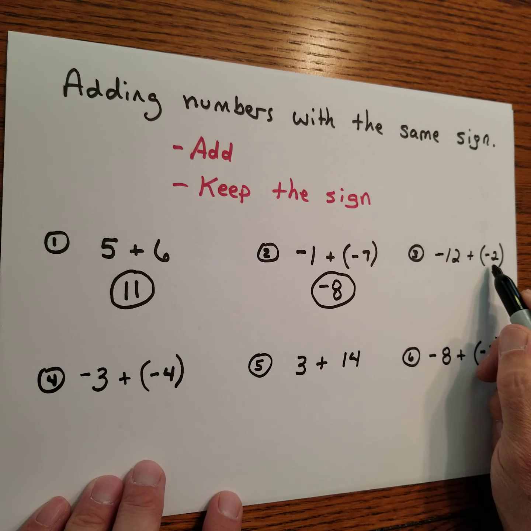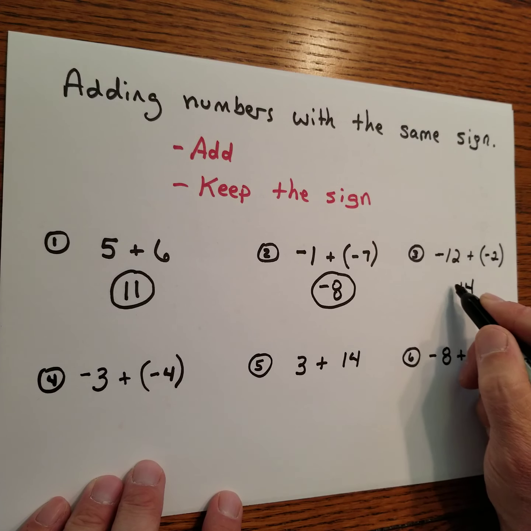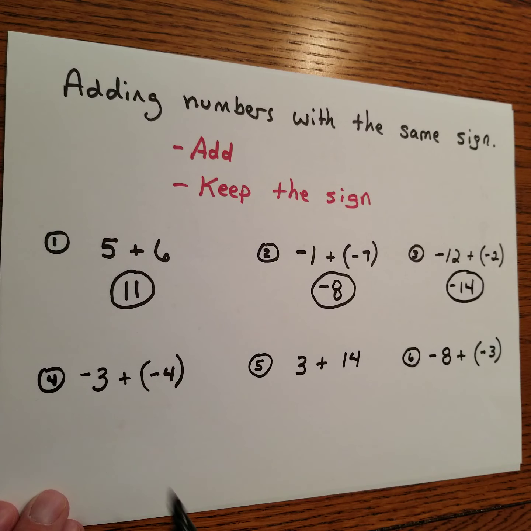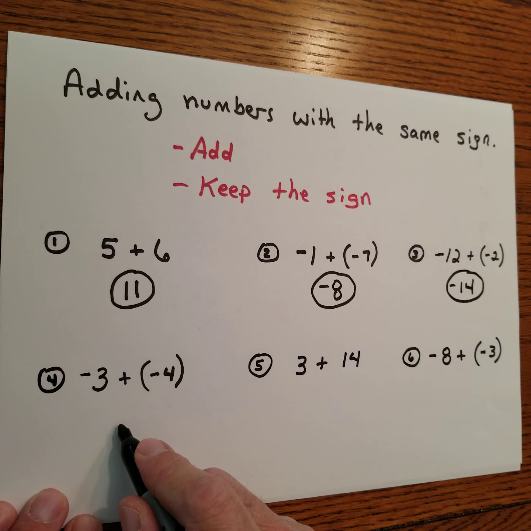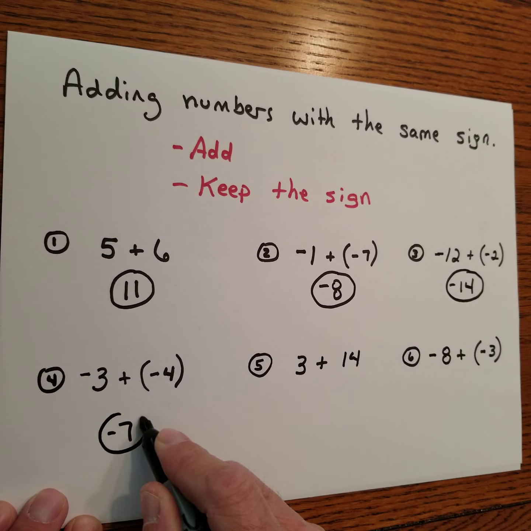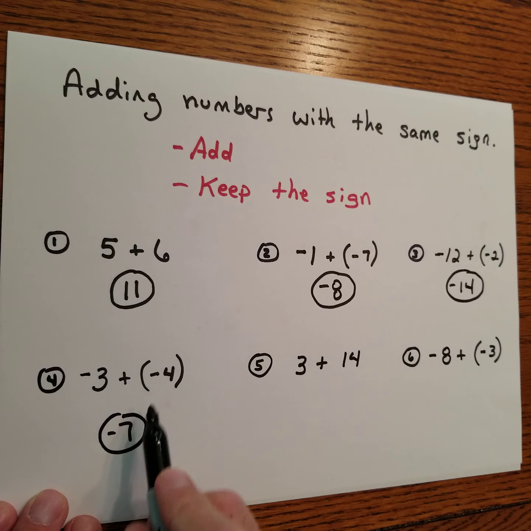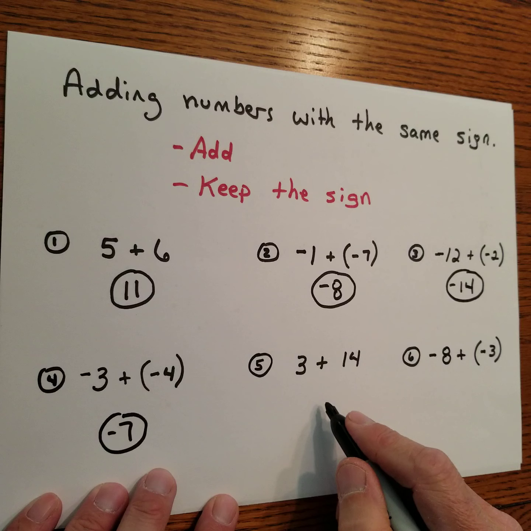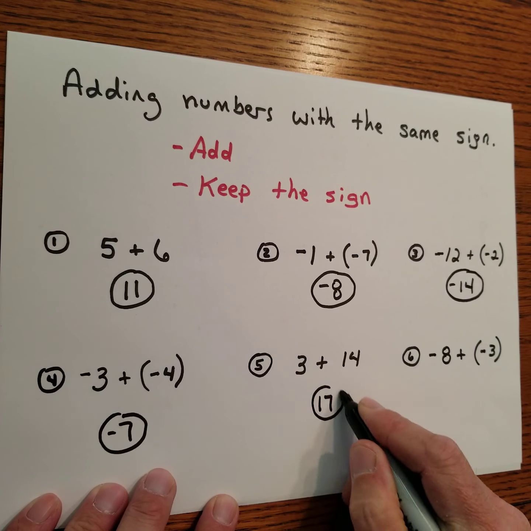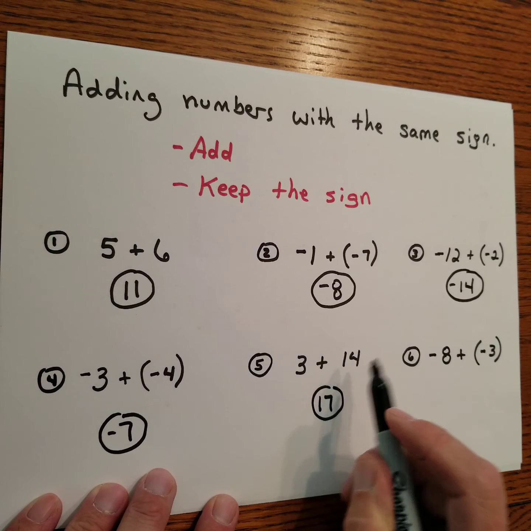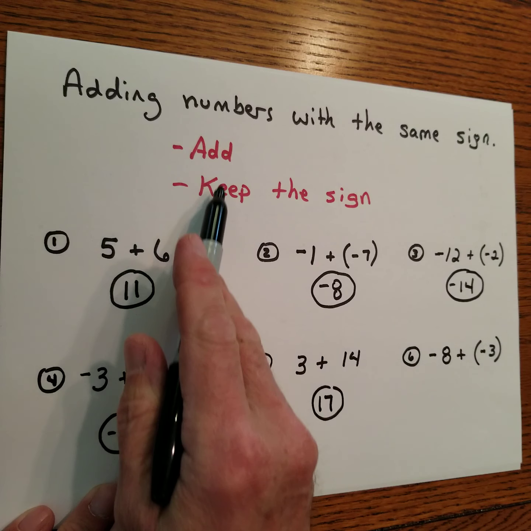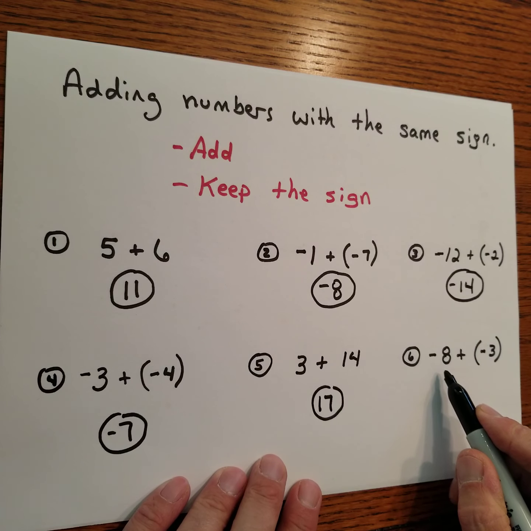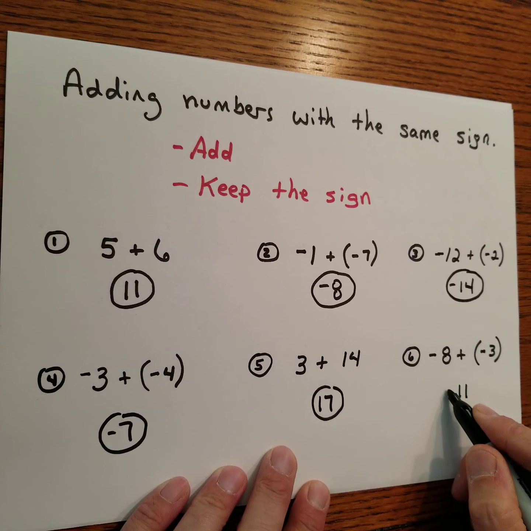If they both have the same sign, you add them and you keep the sign. Both negative, we'll add them and keep the sign. -3 plus -4 is -7. +3 and +14 is +17. Because they're both positive, they have the same sign, we add and keep the sign. 8 plus 3 is 11, and we keep the sign.